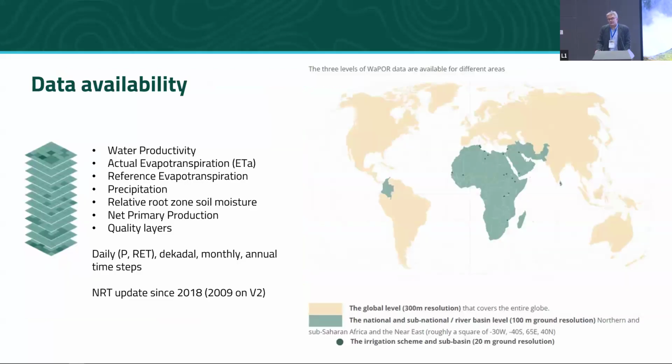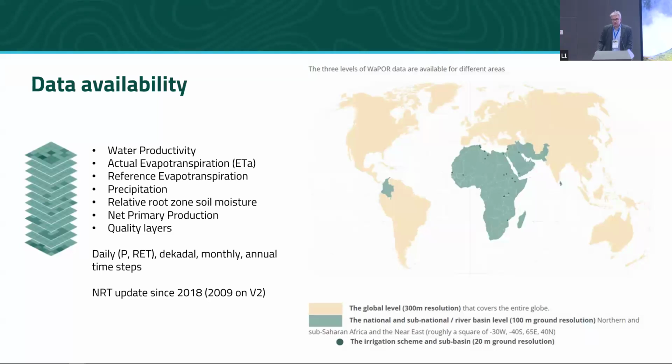So what we have done is developing a system of remotely sensed data, and that you see over here. The Vapor project that contains this system started in 2015, and first we started with Africa and the Near East. But since 2 years, we have now the data available globally, and the data that we provide is on water productivity, actual evapotranspiration, reference evapotranspiration, precipitation, and also now relative root zone soil moisture, which is new.